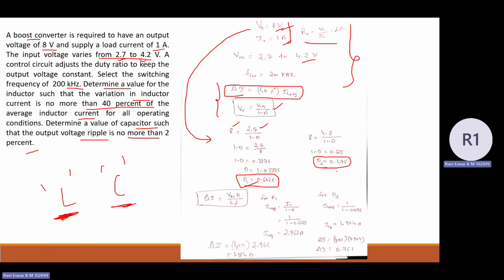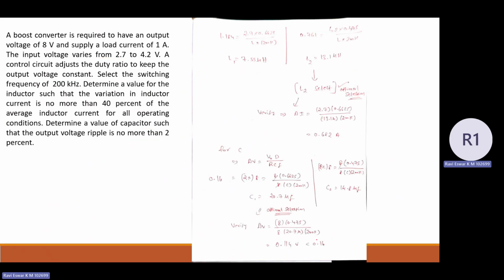Now, if I take D1, I'll be getting the average inductor current some value. If I take D2, I'll be getting the average inductor current some value, because we already derived the average inductor current equal to I naught by 1 minus D for the boost converter. So IL average equal to I naught by 1 minus D. You'll be getting two values of average inductor currents. Now if I calculate del I for this value of average inductor current, this is coming as 1.18, and for this value of average inductor current, it is coming as 0.761.